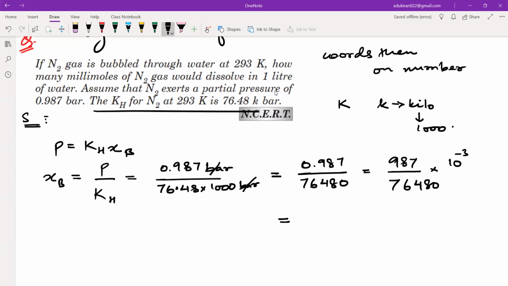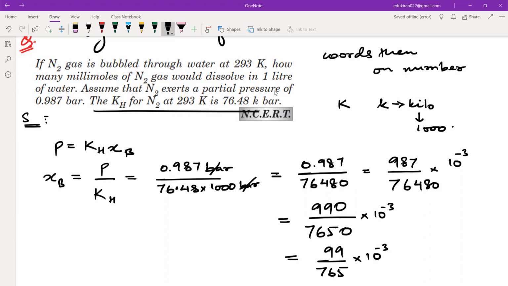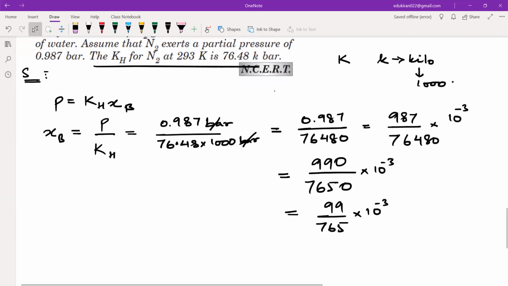Now, one approximation that we are going to do here is you will take this as 990 and you will take the below one as 7650, into 10 to the power minus 3. Always remember this. Then you will get this as 99 upon 765 into 10 to the power minus 3. Solve this. Let me know when you are done. Send the answer in chat.